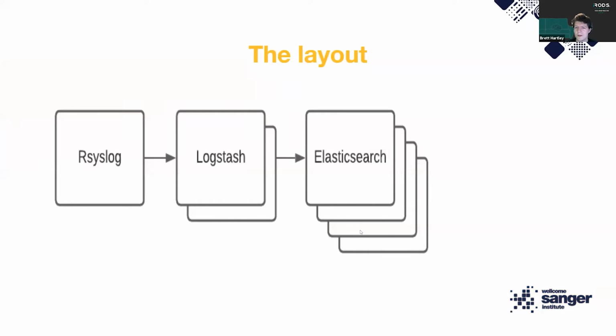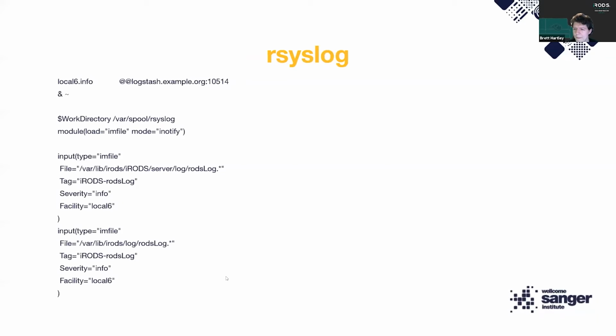All of the iRODS logs are close enough to syslog that if you just feed them into rsyslog, it will send them away. It sends them to Logstash, and from there, Logstash puts them into an Elasticsearch index, and we can view them in Kibana.